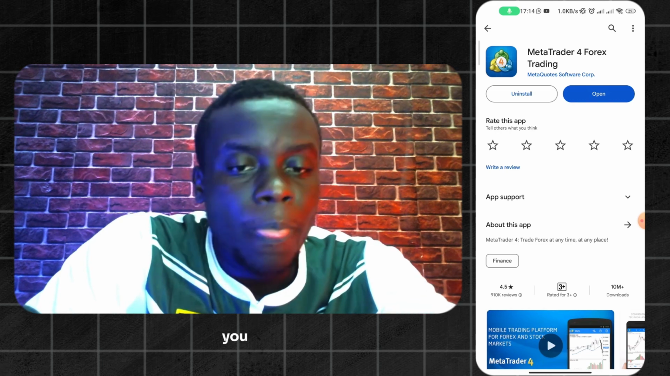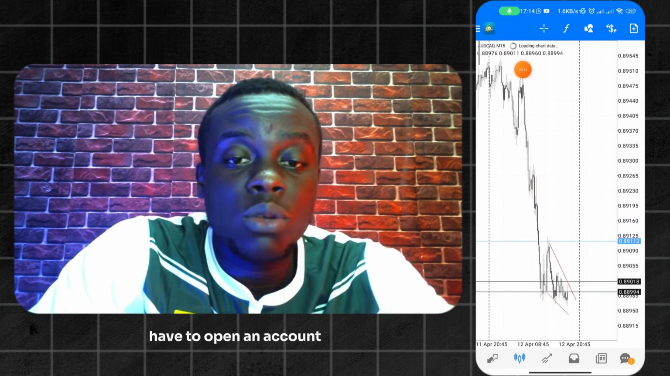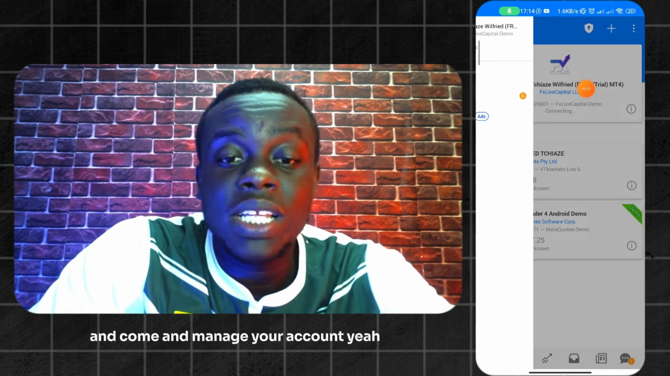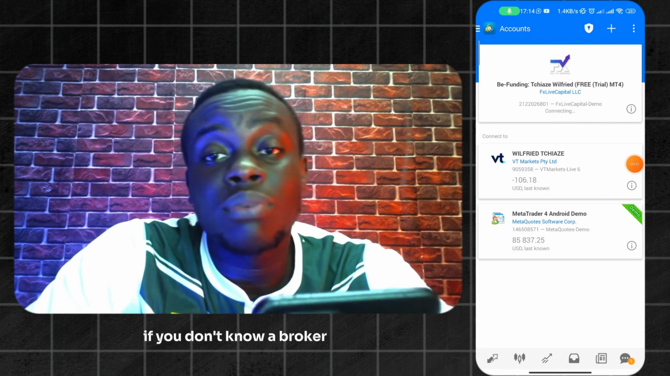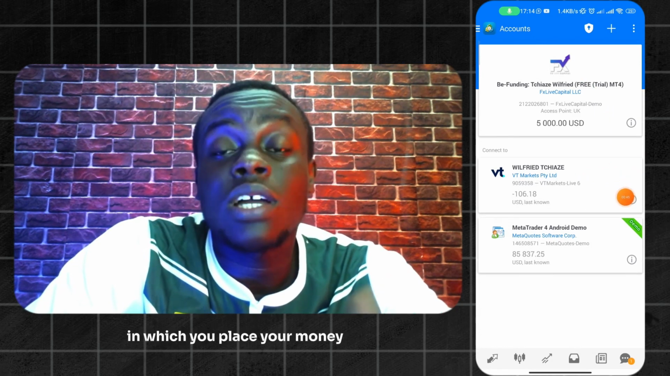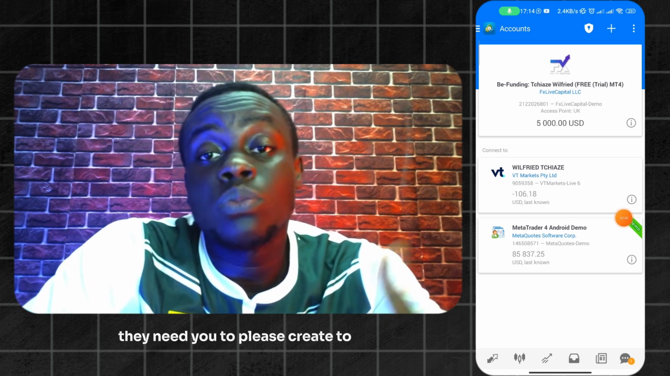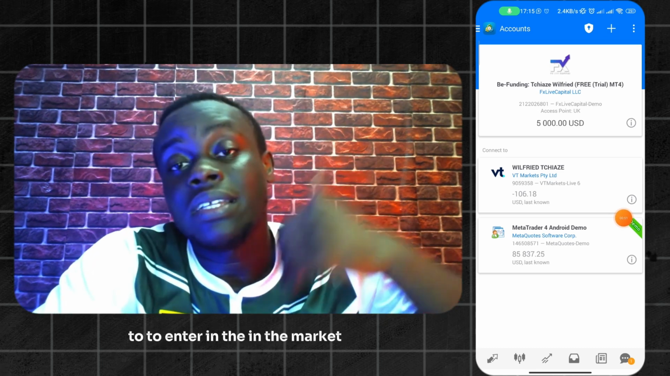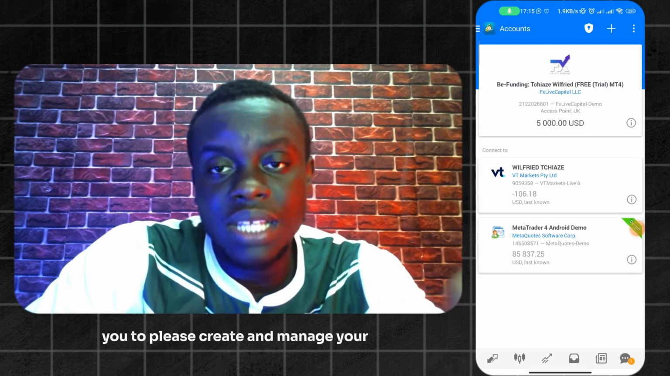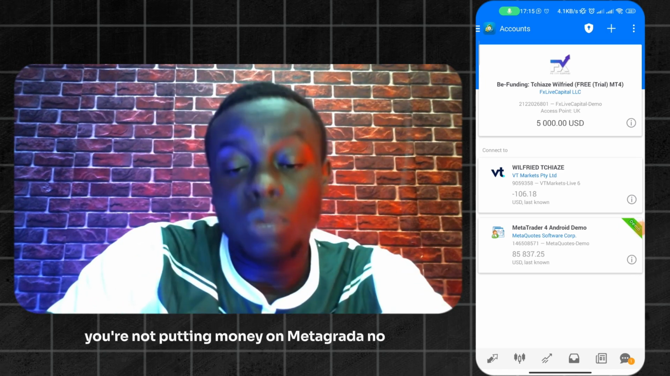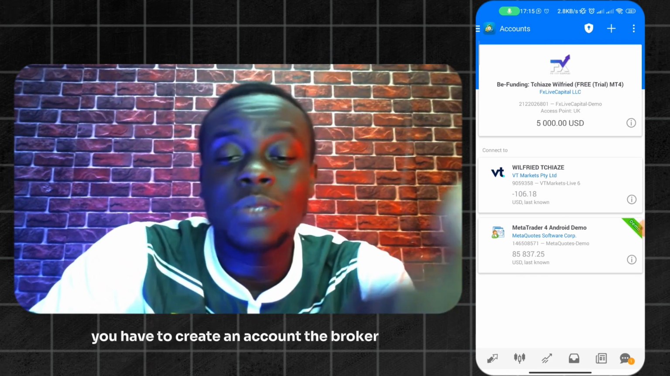So when you have installed your MetaTrader 4, just open it. First thing, you go here, you have to open an account. You come and manage your account. Here, you have to open an account with a broker. If you don't know, a broker is an institution in which you place your money. The broker is the one that will permit you to enter the market. This application just permits you to place trades and manage your trades on the broker. You are not putting money on MetaTrader. No, MetaTrader is going to be linked. So you have to create an account with the broker.